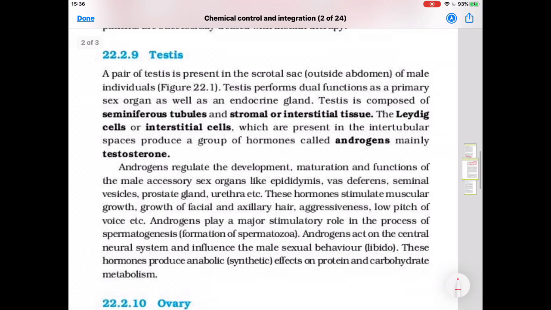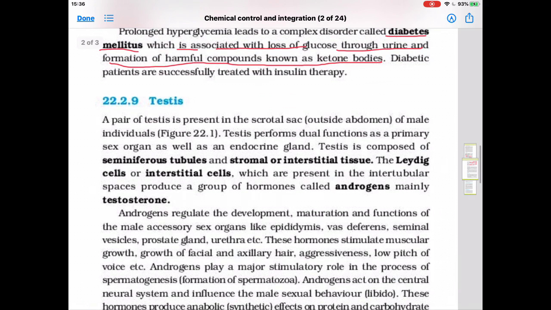Diabetic patients are successfully treated with insulin therapy. By giving them insulin treatment, diabetes patients can be cured.